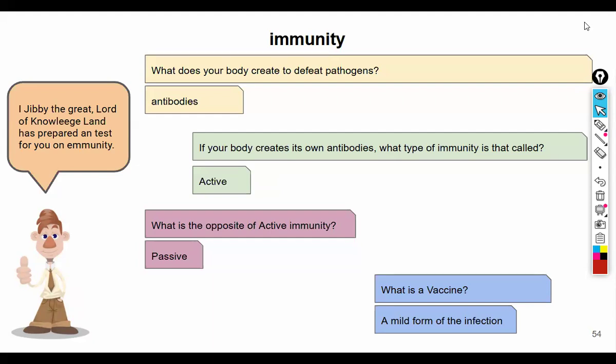But it actually makes sense, right? If I inject you with the virus, or a very mild form of the virus, won't your body start to develop antibodies to counteract that virus? So by injecting you with the virus, I force your body to get strong to it. Okay?